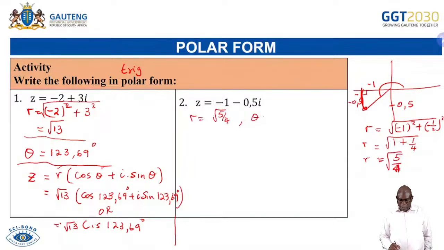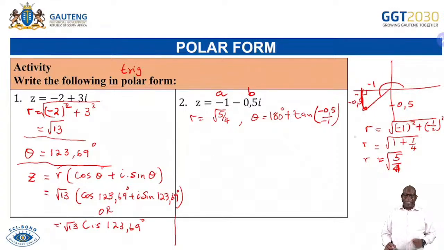Then I need my theta. In this case, I know it's in the third quadrant. So it's going to be 180 plus the tangent inverse of negative 0.5 over negative 1. Remember, it must be b over a. It must always be like that. But check, for instance, that the order of the complex number is correct. If I work that out, I think I've got 206.57.